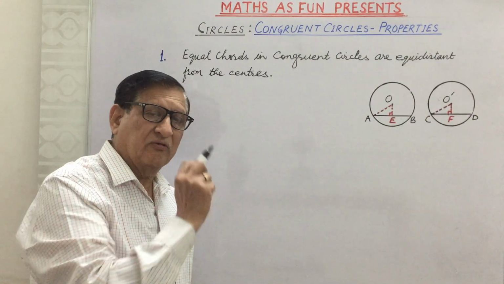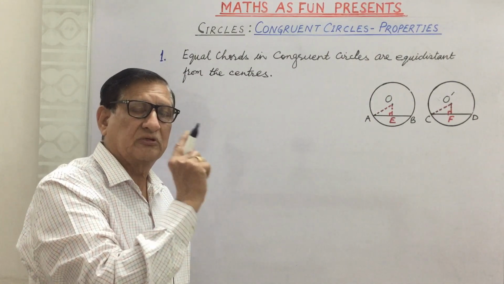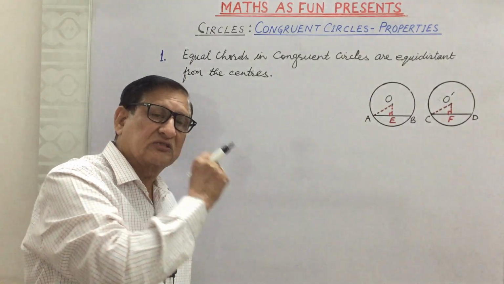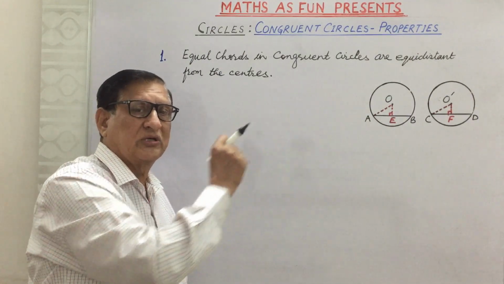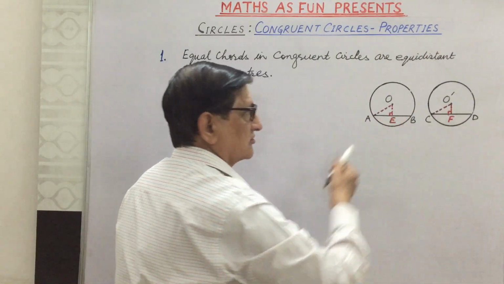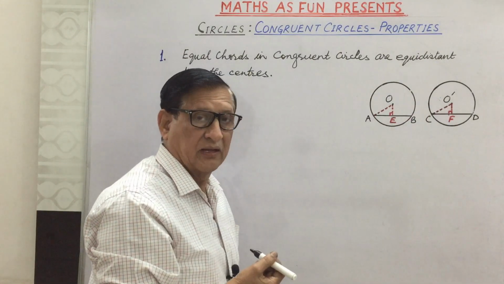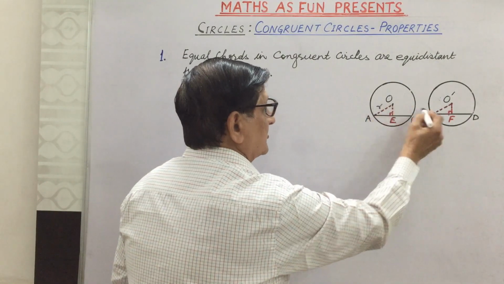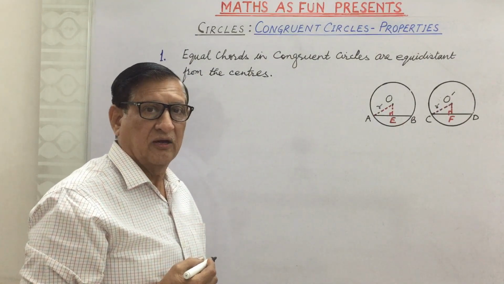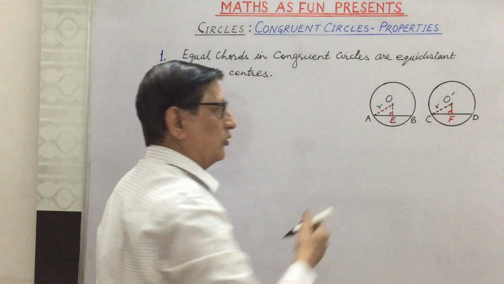The same property we learnt in one circle also, that the equal chords are equidistant from the center of the circle. Now we will go with the same type of theorem in congruent circles. Here we have two congruent circles. The centers of them are O and O dash respectively, and the radii of each is R. We have been given that these two chords AB and CD in both are equal.